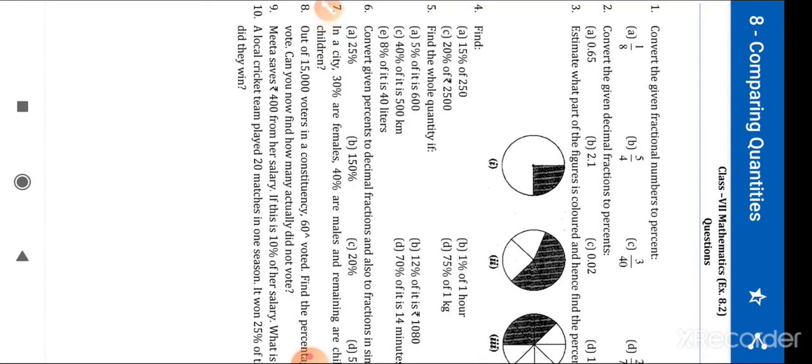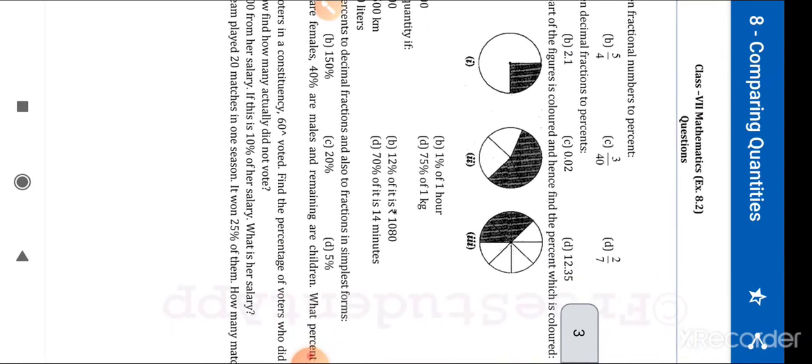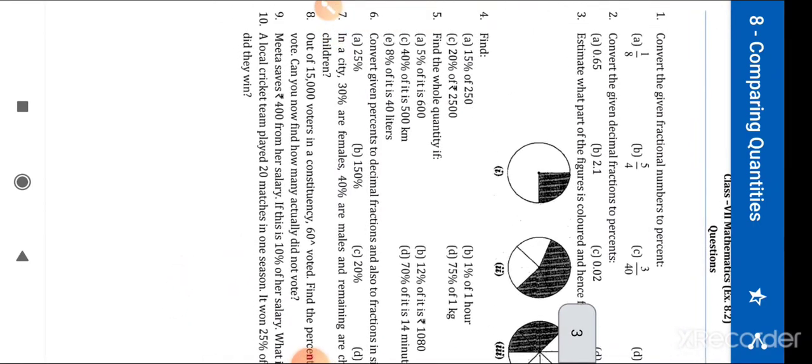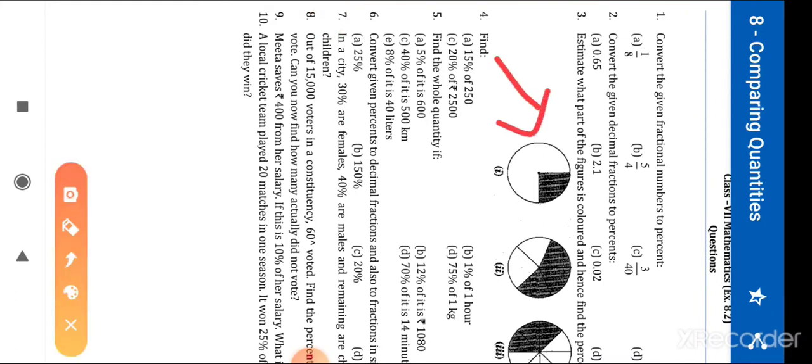Question number three. The third question is convert the given decimal fractions to estimate what part of the figure is colored and hence find the percent which is colored. So in the first figure, you can see here that there is only one part out of 4 parts colored. So we can write it as 1 upon 4.